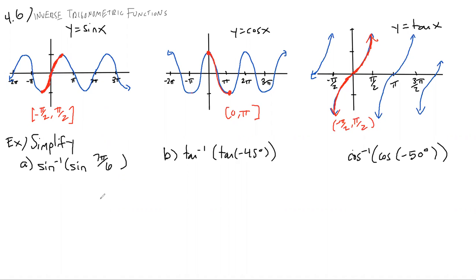So what we need to do is figure out what this actually means. If this is going to be some theta, what this means specifically is that theta should be in that restricted domain of -pi/2 to pi/2, and then it has the property that sine theta equals sine of 7 pi over 6. So it has the same sine ratio, but it's in a different quadrant.